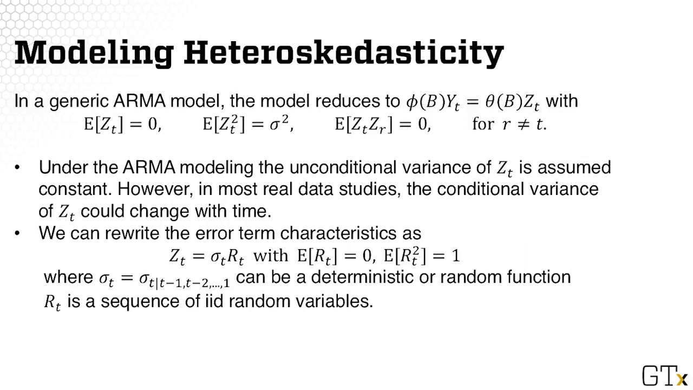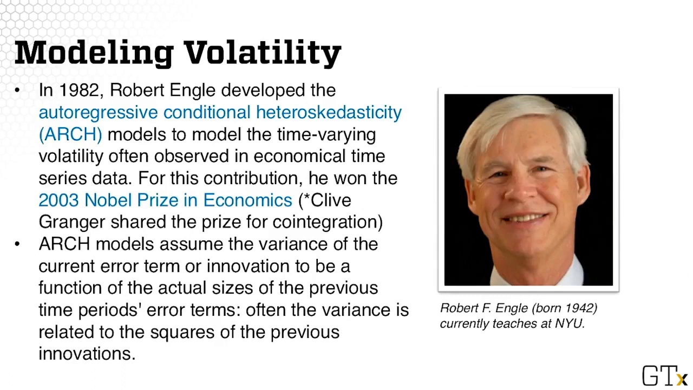If so, we can rewrite the error term Z_t as the product between a deterministic but time-varying component, sigma_t, and a random process R_t with mean 0 and variance 1. In this lecture, we'll focus on modeling the volatility sigma_t. We'll begin with one of the simplest time series models, introduced by Robert Engle in 1982, the autoregressive conditional heteroskedasticity, or in short, ARCH model, used to model the time-varying volatility often observed in economic time series data. For this contribution, he won the 2003 Nobel Prize in Economics.